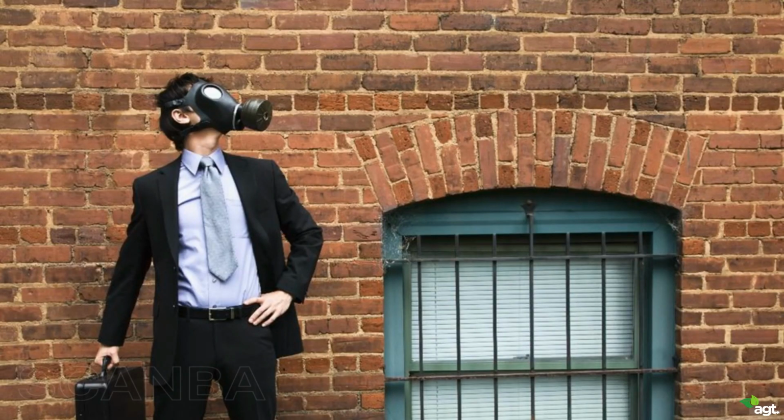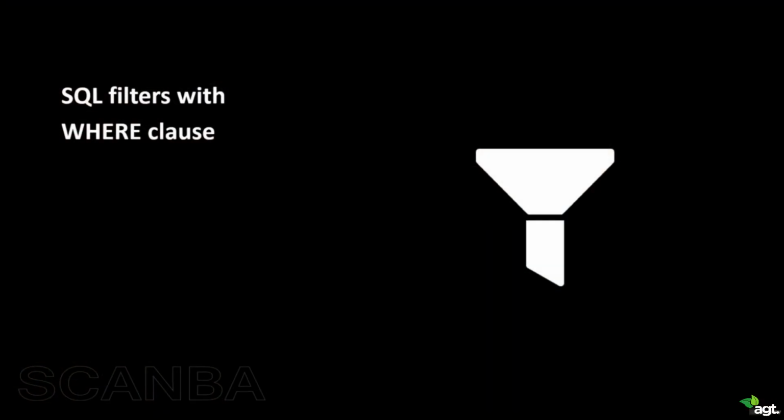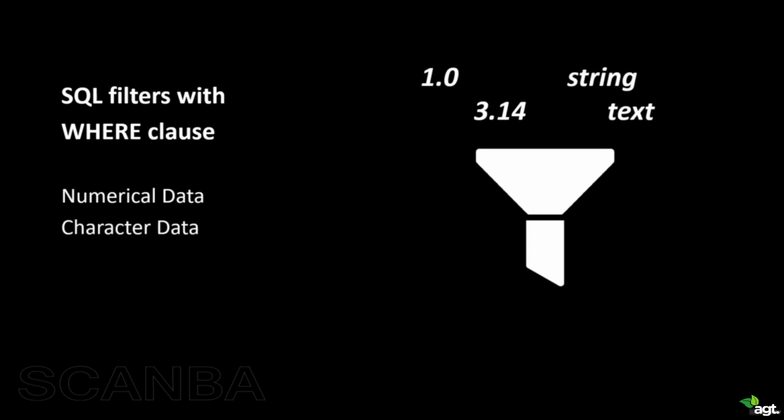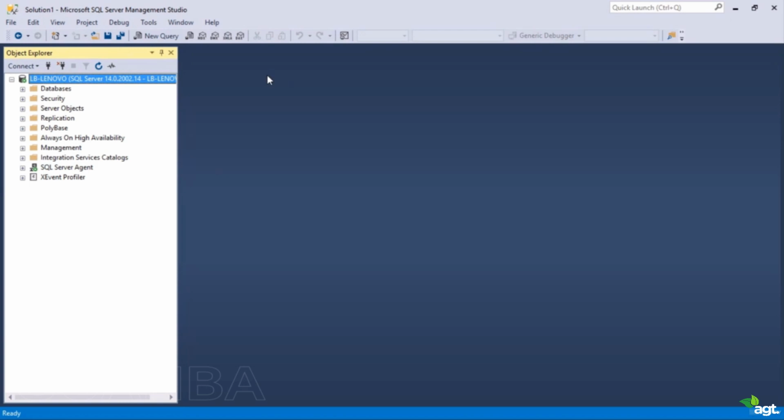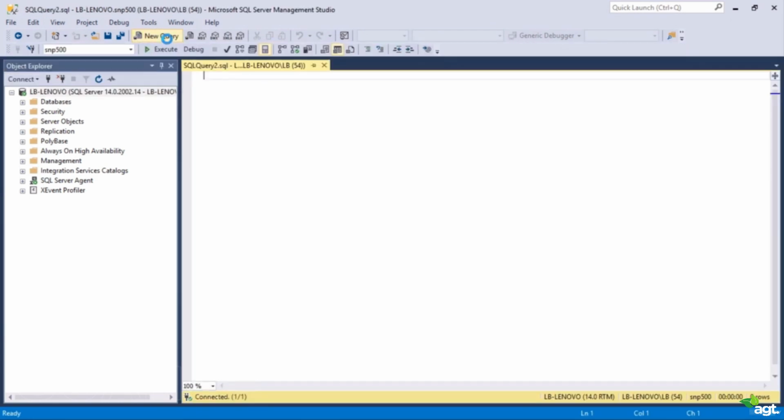Filtering data. A common task in data science work is filtering data, so we can work with just the data we're interested in. With the where clause, we can filter numerical and character data. Where clause can contain several filters combined with the Boolean logic. Filtering numeric values is straightforward. We'll use the company by sector table for this example.